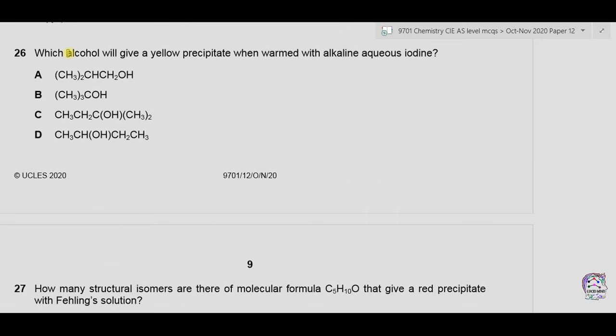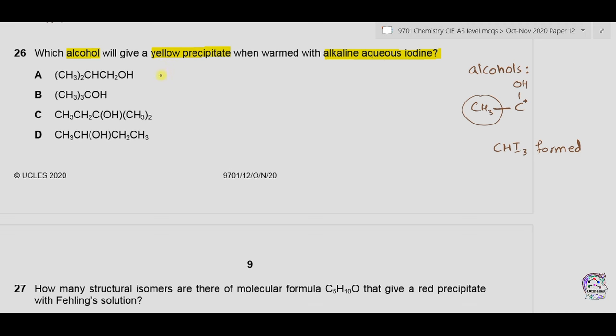Question 26. Which alcohol will give a yellow precipitate when warmed with alkaline aqueous iodine? For alcohols, you should always remember that only that alcohol which is having CH3 group directly attached with the carbon atom having OH functional group will give positive result with alkaline aqueous iodine, and triiodomethane is formed, which is yellow precipitate. Let's move towards the options.